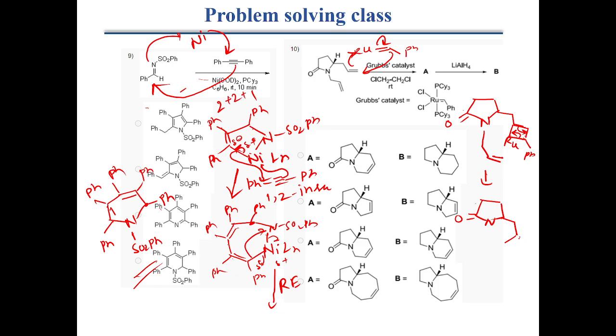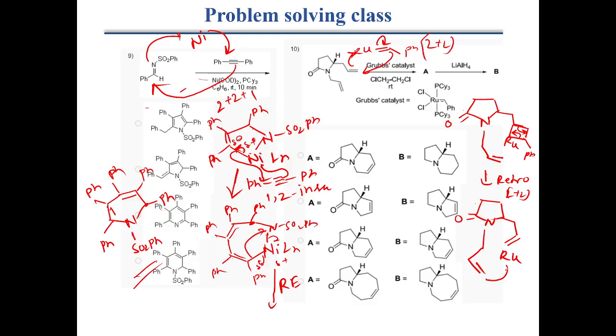CH2 double bond Ru. Now this one, further 2 plus 2 cycloaddition. This is the retro 2 plus 2. This is the 2 plus 2.